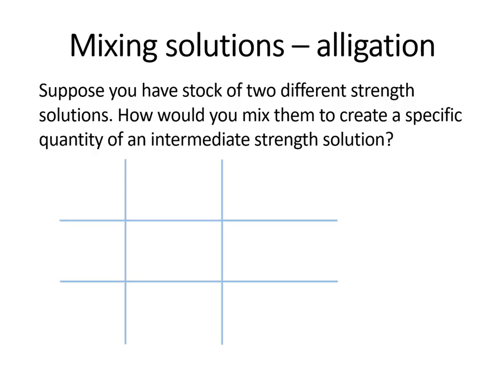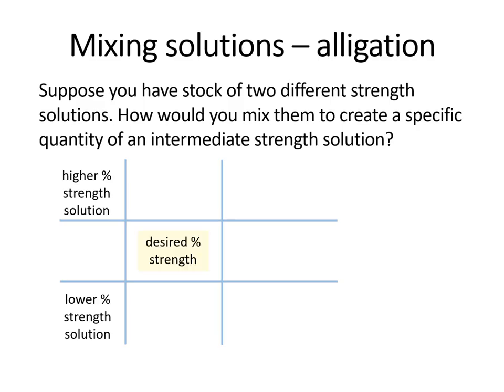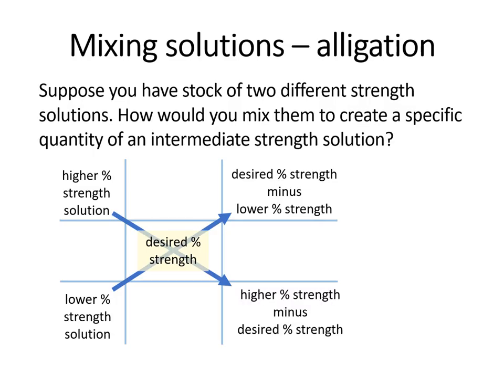In the top left, we put our high strength solution, and in the bottom left, we put our lower strength solution. Then, in the centre box, we put our desired strength. We can then perform subtraction diagonally up and diagonally down. All that we need to remember here is that we need to be dealing with positive numbers. Therefore, in the top right-hand box, we're going to have the desired strength minus the lower strength. And in the bottom right-hand box, we're going to have the higher strength minus the desired strength. This will then give us the number of parts of the higher strength solution we need to mix with the number of parts of the lower strength solution to give us the final desired strength and volume.